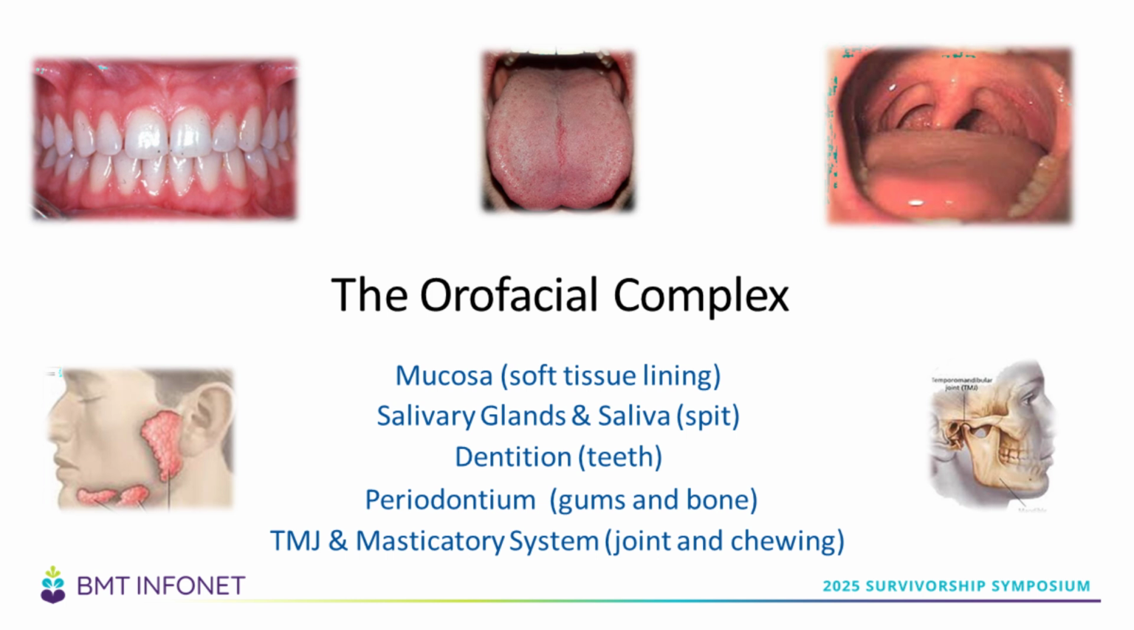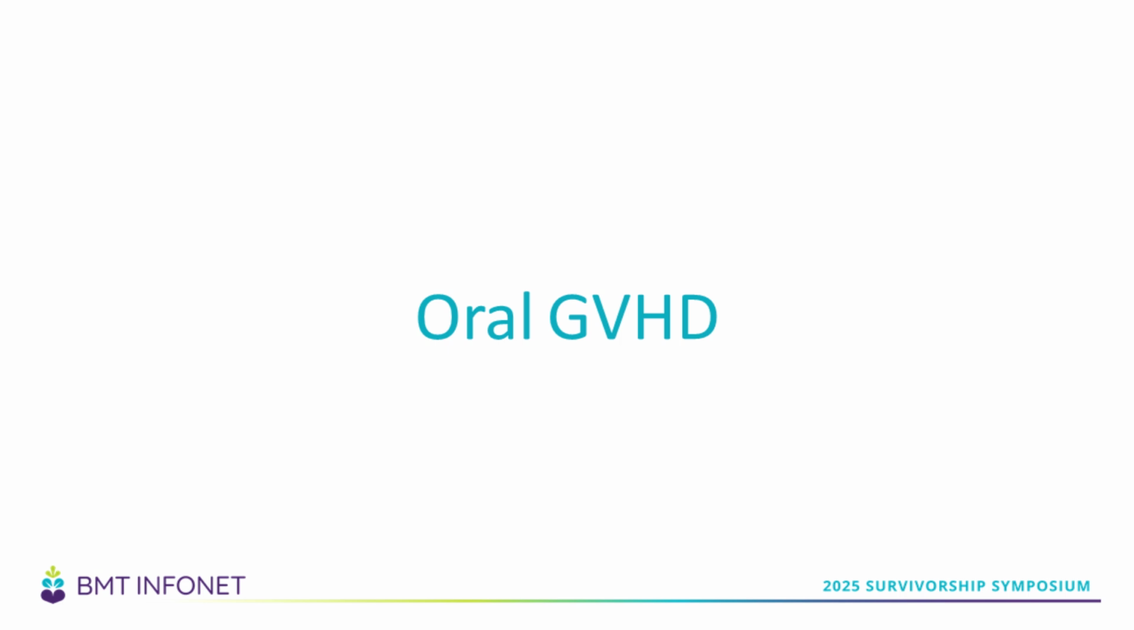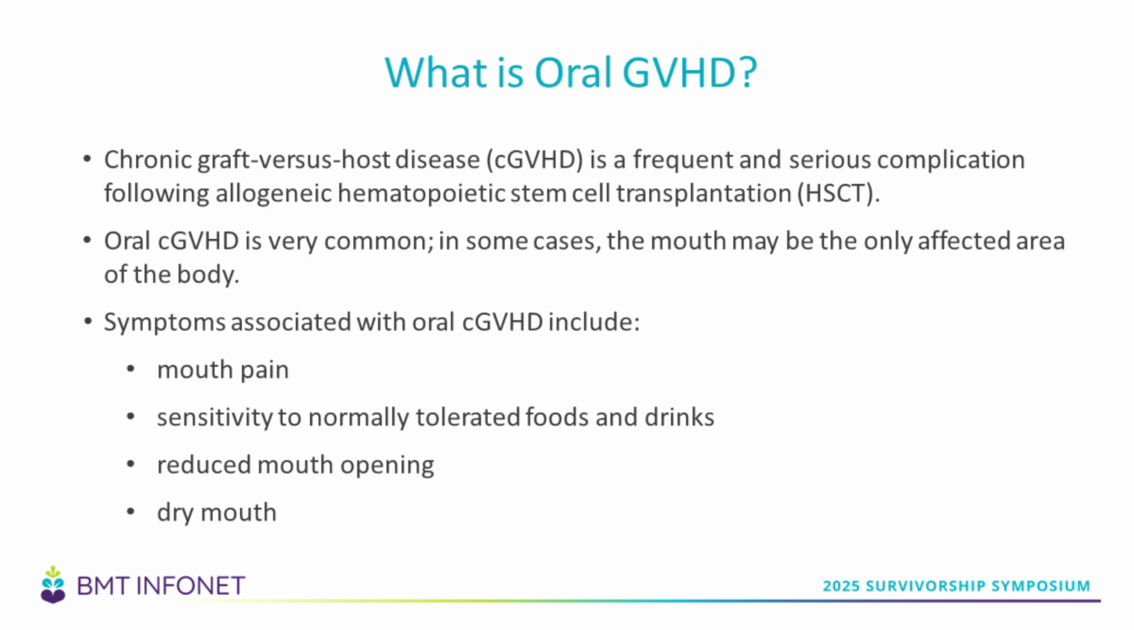So as you can see, there are multiple parts to the orofacial complex, therefore multiple parts that can be affected by oral disease. So let's talk about oral GVHD, which is what we're here to speak about today. Oral GVHD is the oral component to chronic graft-versus-host disease, which is a frequent and serious complication following allogeneic stem cell transplants. Oral chronic GVHD is very common, actually, and in some cases, the mouth can be the only affected area of the body.